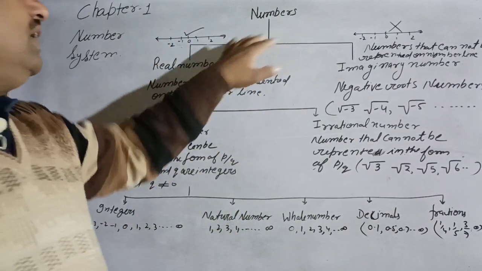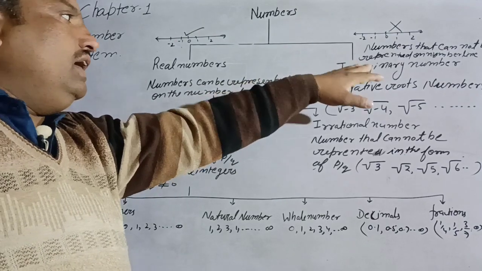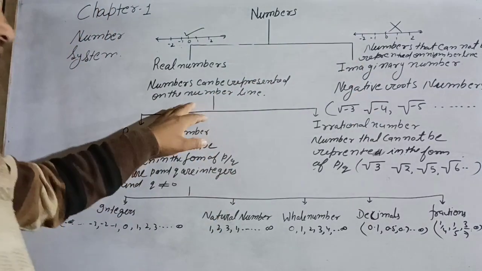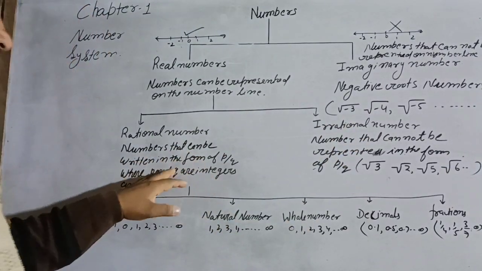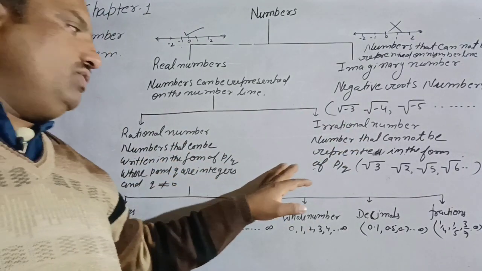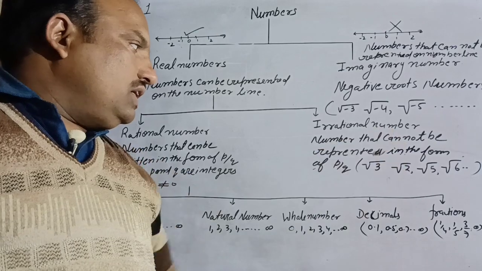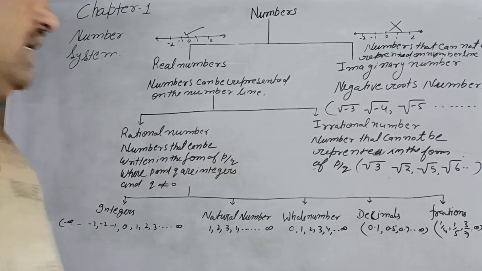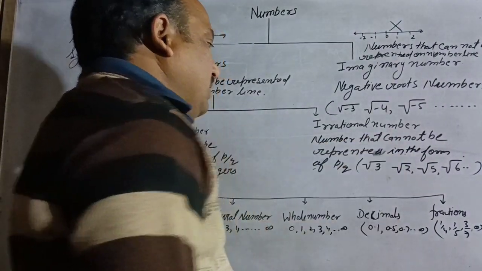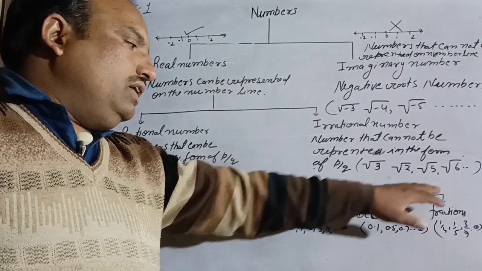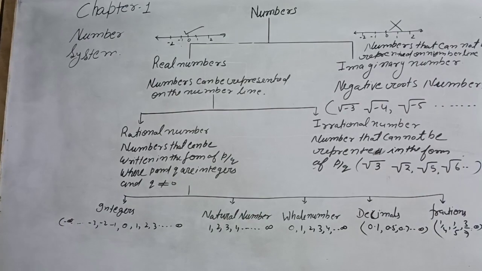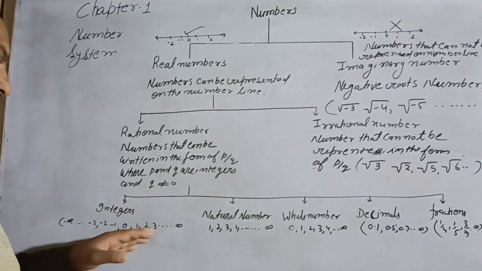In numbers, there are two types: real numbers and imaginary numbers. Real numbers have two types: rational and irrational. Rational numbers can be written in the form of P upon Q, with Q not equal to 0. Irrational numbers cannot be written in the form of P upon Q, and positive root numbers are irrational. Rational numbers have 5 parts.